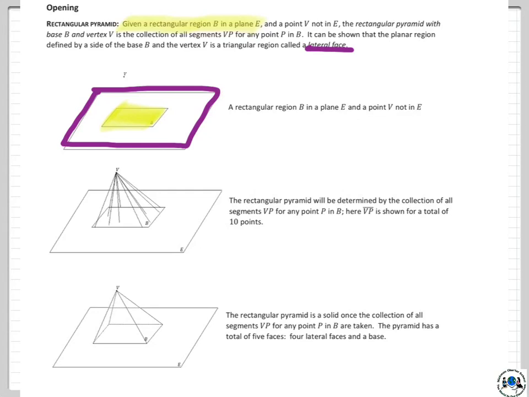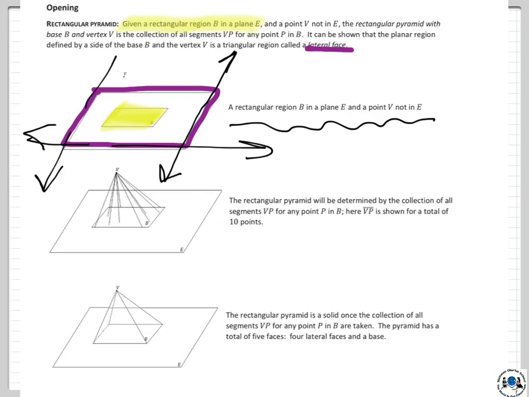Okay, so right here we can just look at it step by step. They've laid this out actually quite nicely for us. A rectangular region B in plane E and point V not in E. So we're looking at E as being a plane. Just imagine that it extends that way, that way, and that way. It's just going to go on and on. This is a section of it.